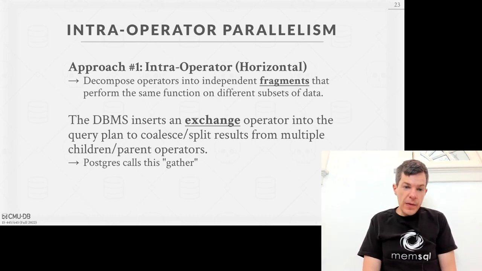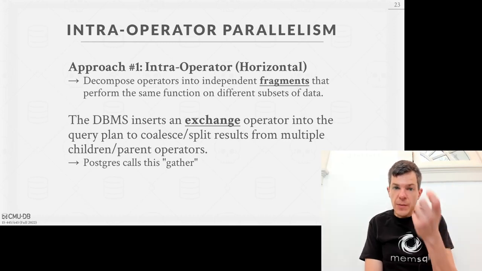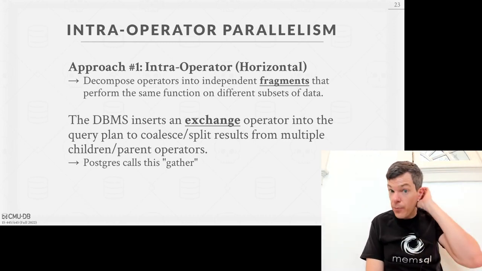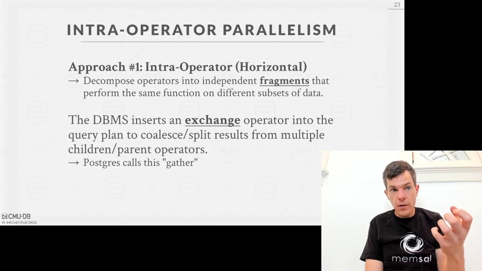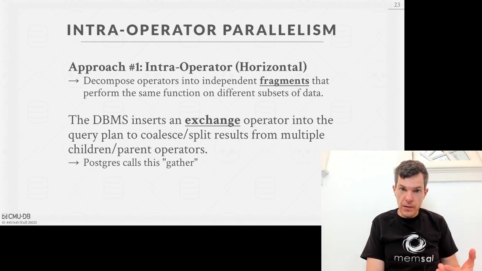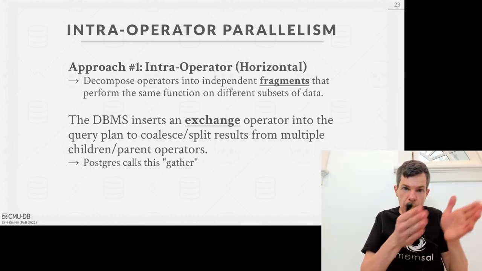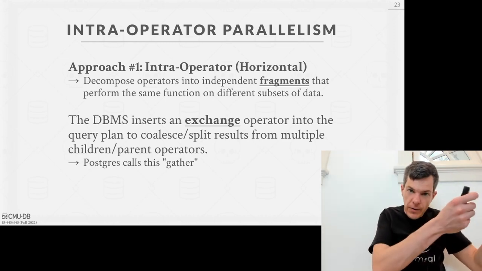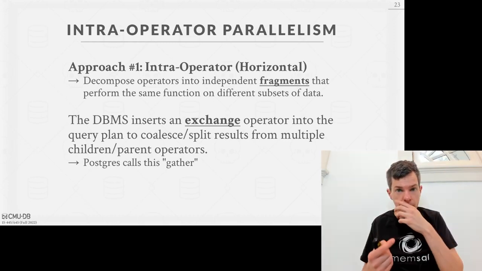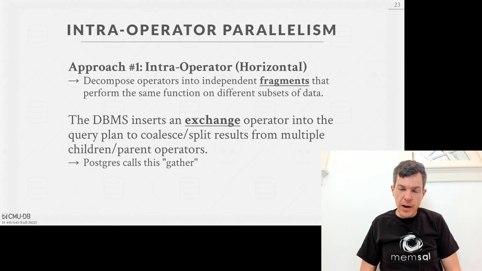All right, so in the first one, the idea is that we're gonna decompose an operator in our query plan into what I'll call independent fragments, or query plan fragments, that are gonna perform the same function, the same operation or operator as the other fragments within the same operator. But they're gonna do it on disjoint subsets of the data, or whatever the data coming up from below it. Now, it could be a table scan, so we're breaking the table up into shards or partitions, and every query fragment is going to operate on just its shard. Or it could be coming up from an operator below us, and we can split that up and everybody operates separately.